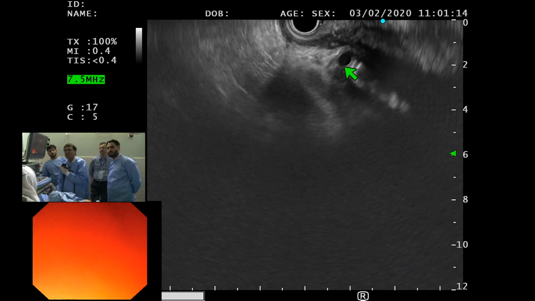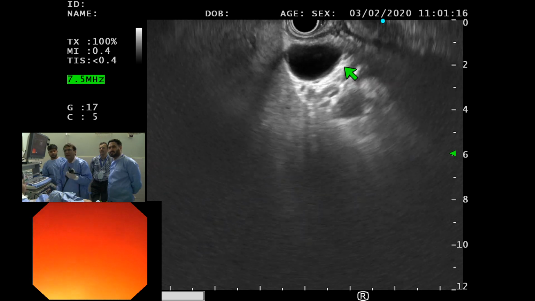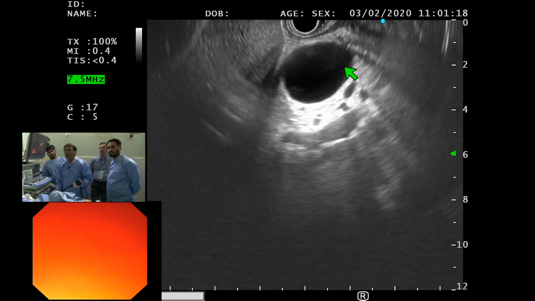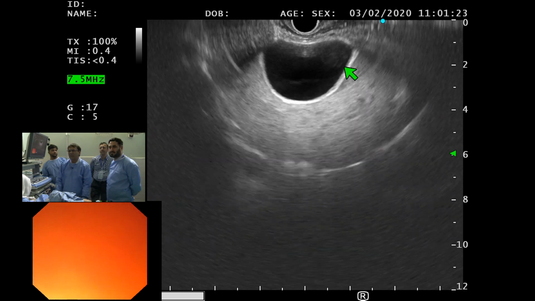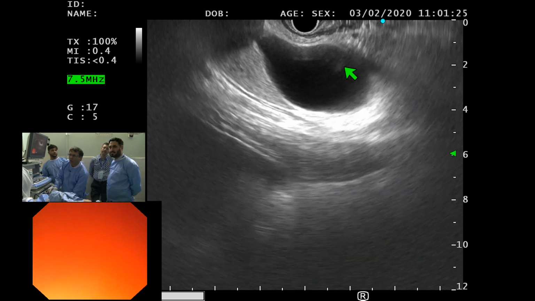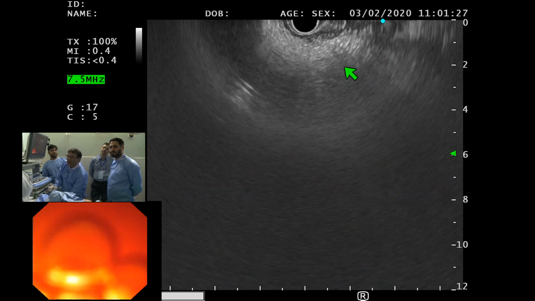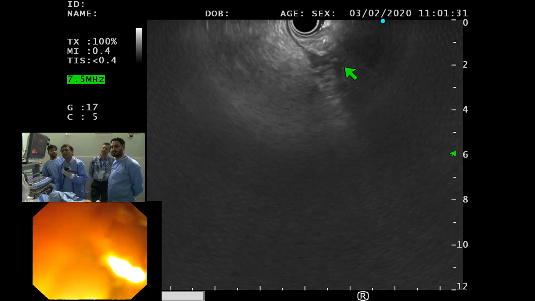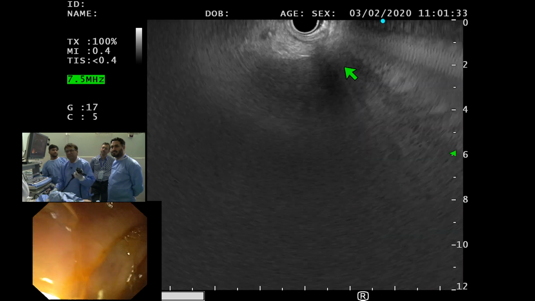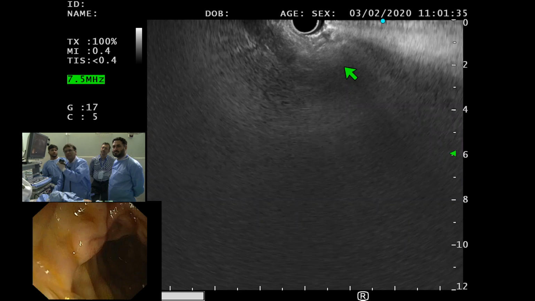So I don't know what the cause of it is. Possibly he might have passed a gallstone, but I don't see it. You see, I'm scanning the whole gallbladder and nothing there. Let's see.